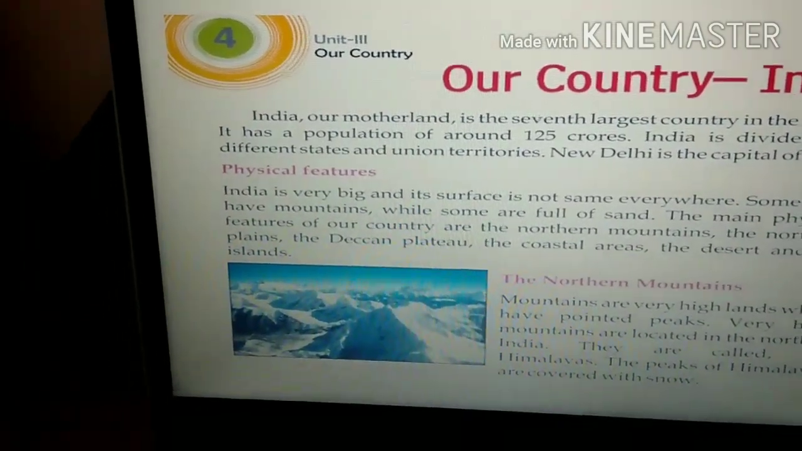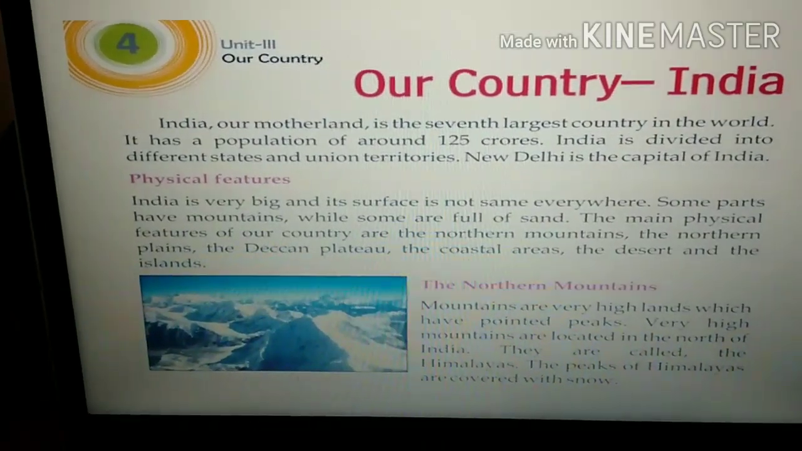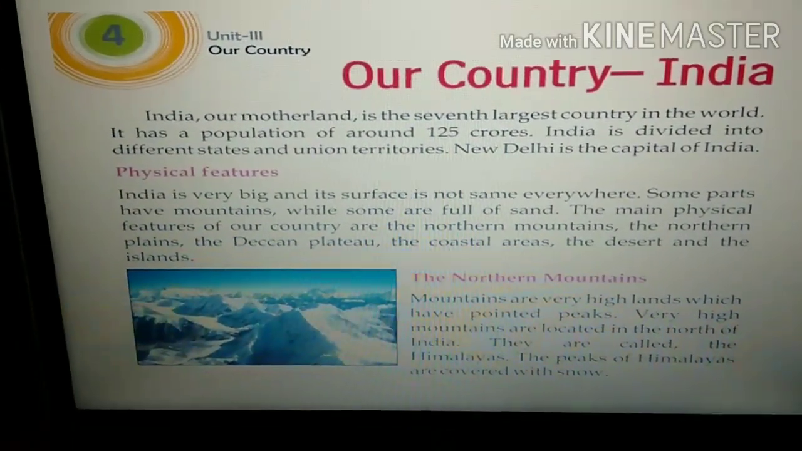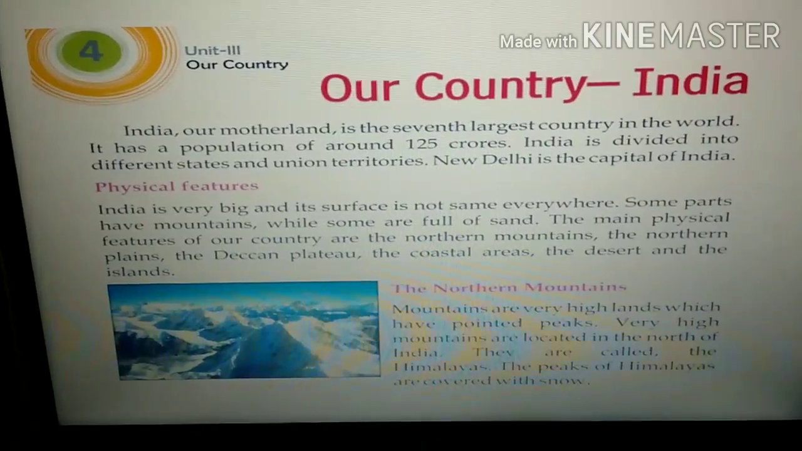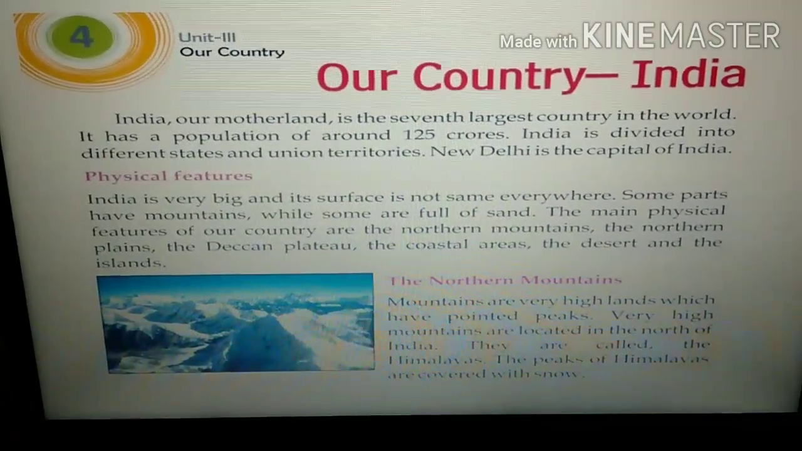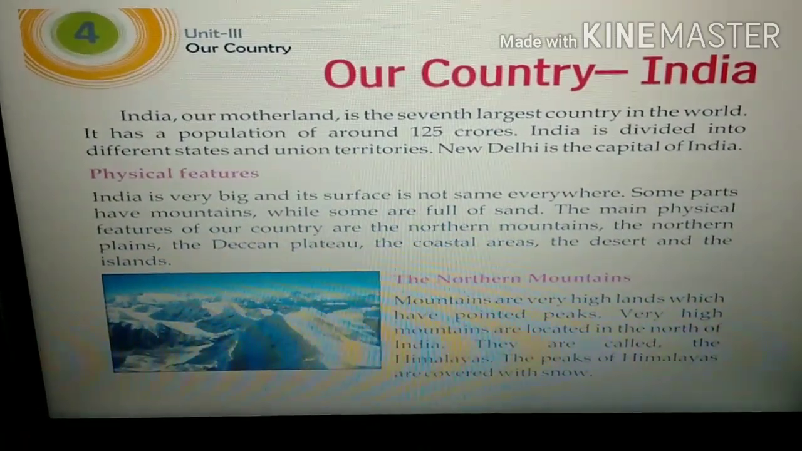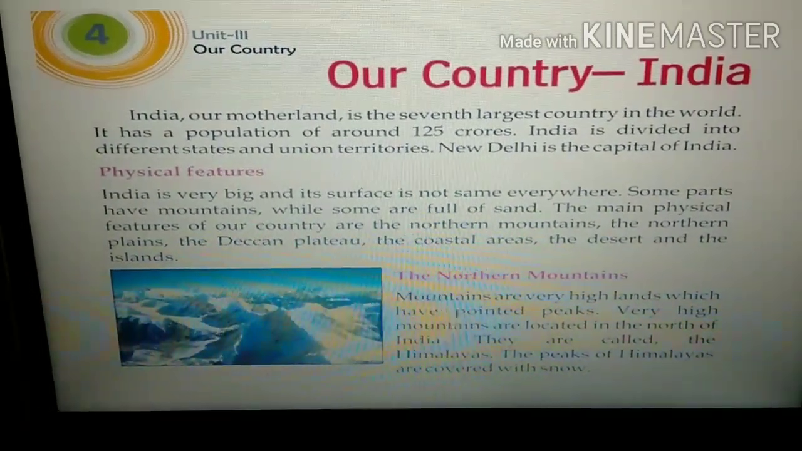Now I will talk about the northern mountains. Mountains are very high lands which have pointed peaks. Some of you must have visited mountains. Very high mountains are located in the north of India. They are called the Himalayas. The peaks of the Himalayas are covered with snow.